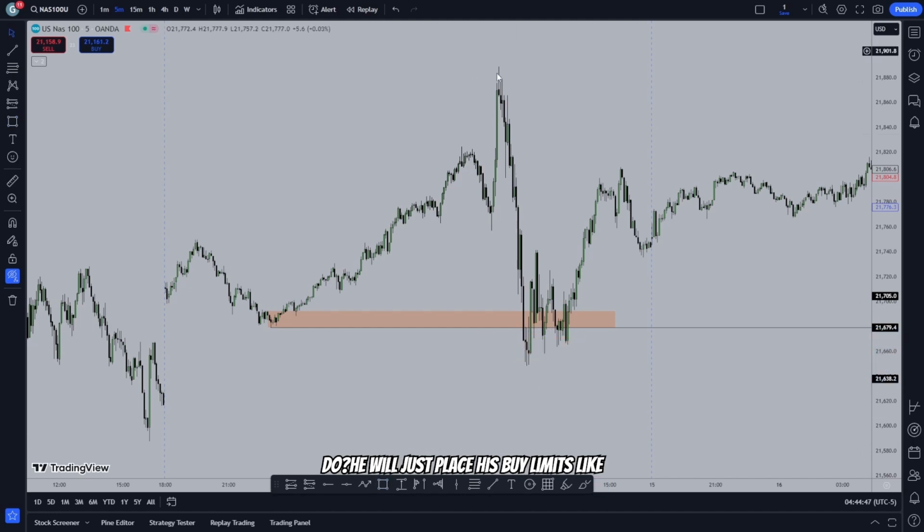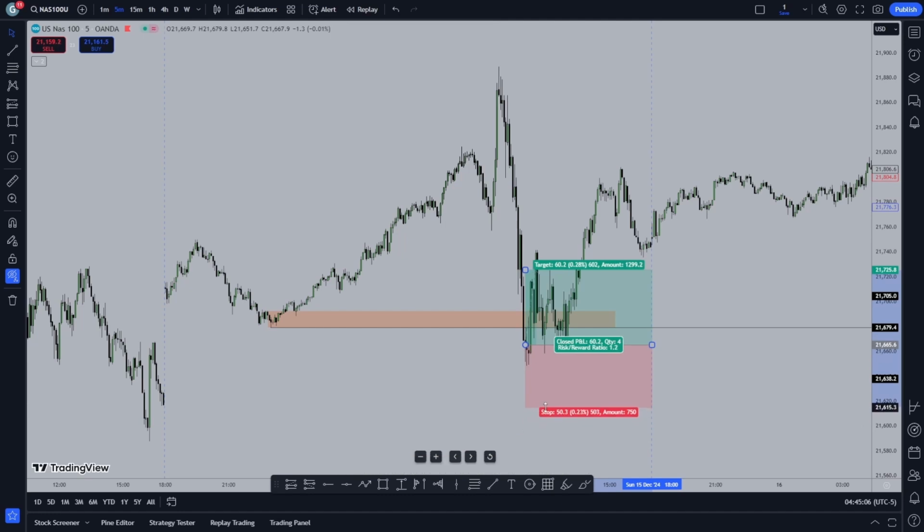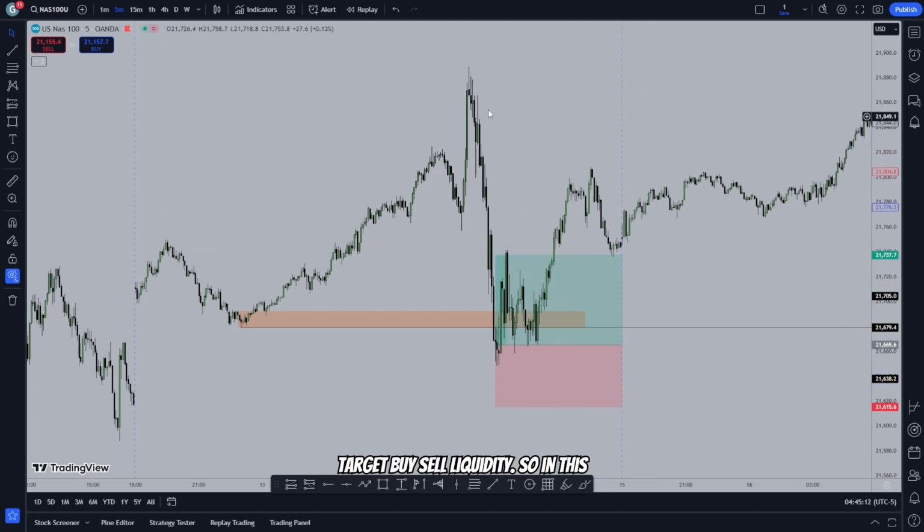So he will just place his buy limits, like the banks or the big institutions. Whenever they see that it's doing a fake breakout, they will start spamming the buy limits over here, because they have lots of money, they can do it. You just place a single buy limit over here, and your stop loss can be a little bit like this. Now what you can do is target buy side liquidity. In this scenario, where is the buy side liquidity? The buy side liquidity is right over here.